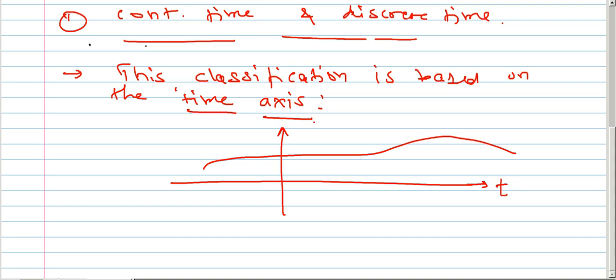This is time axis t, and let us call the signal x of t. So continuous time means this signal is defined at every value of this time axis. You take any time and the signal is defined at that point. So this is known as a continuous time signal, defined at every instant of time. This is important.